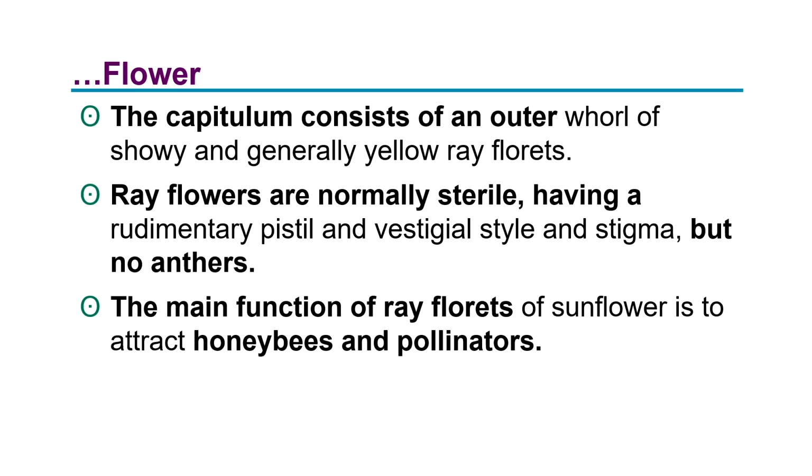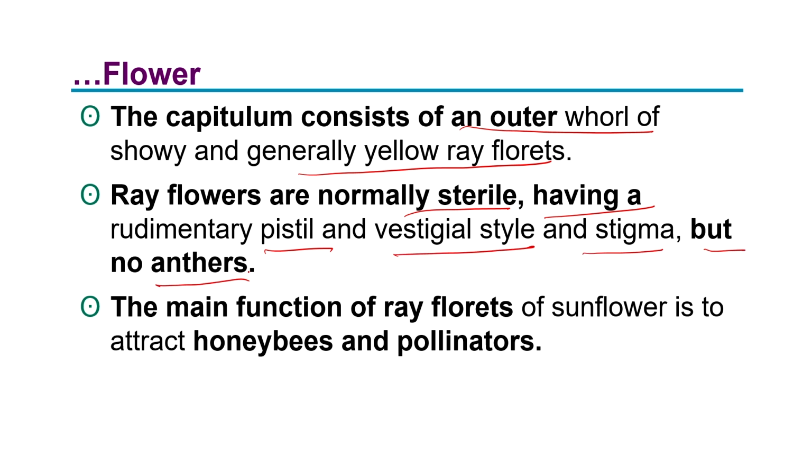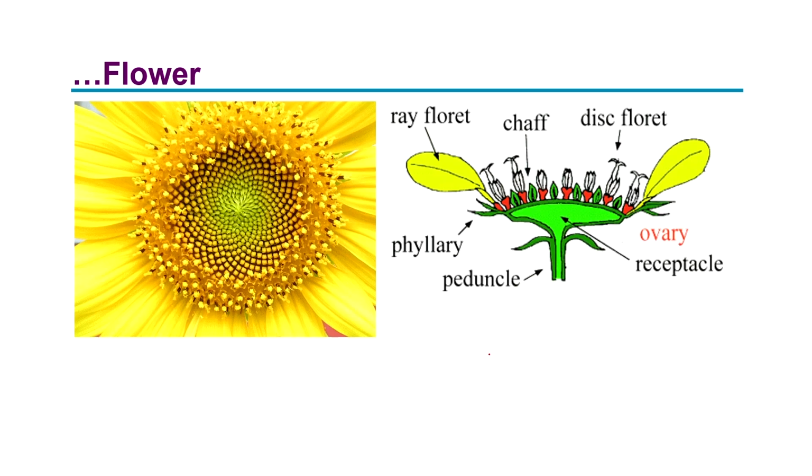The capitulum consists of an outer whorl, a kind of layer, of showy and generally yellow ray florets. Ray florets are normally sterile. They will not produce seed, having a rudimentary pistil and vestigial style and stigma, but no anthers. Therefore, these ray florets are not fertile. The main function of ray florets of sunflower is to attract honeybees and pollinators. Now you can see the picture of the flower here.